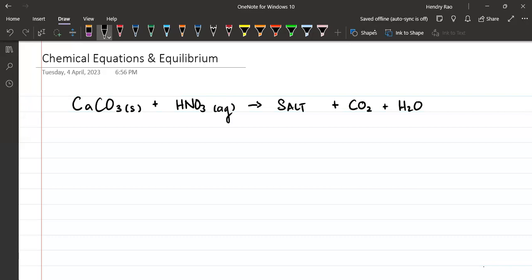Now, I want to know what salt is made. What salt is made? And that's an easy way to find it out. For every chemical compound, you have a head and you have a tail. That means you have a positive part, you have a negative part. So in this case, we are using an alkaline, or a base here, and an acid.